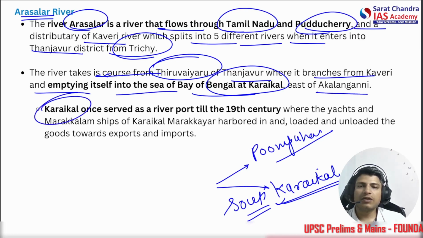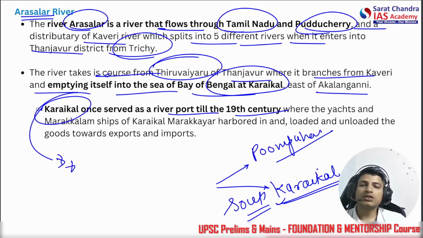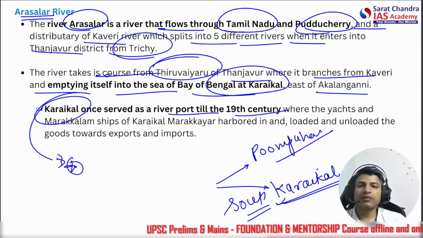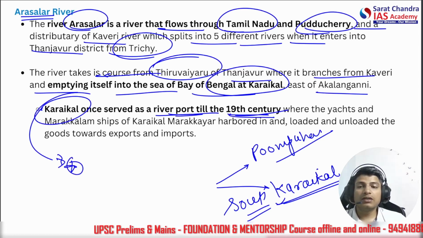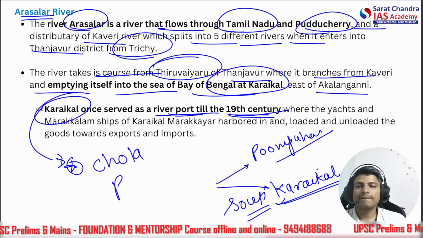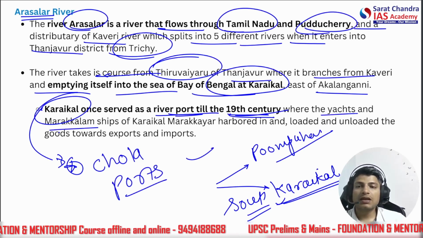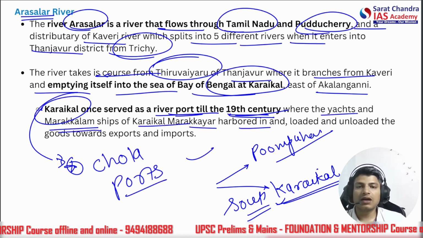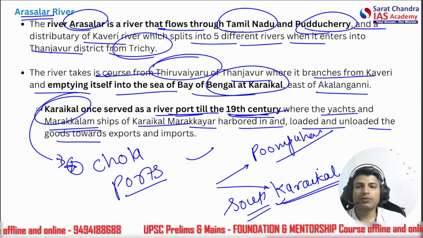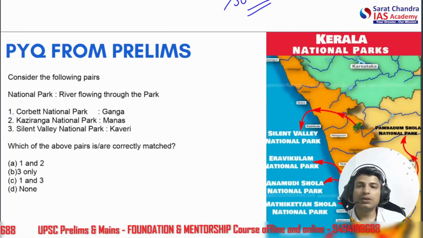Karaikal once served as a river port till the 19th century. This is why it was very, very important. And this was from ancient times. It was one of the Chola ports also, where the yacht and Marakkalam ships of Karaikal, Marakkar harbored and loaded and unloaded goods for export and import. Alright, now let us move on to the PYQ.